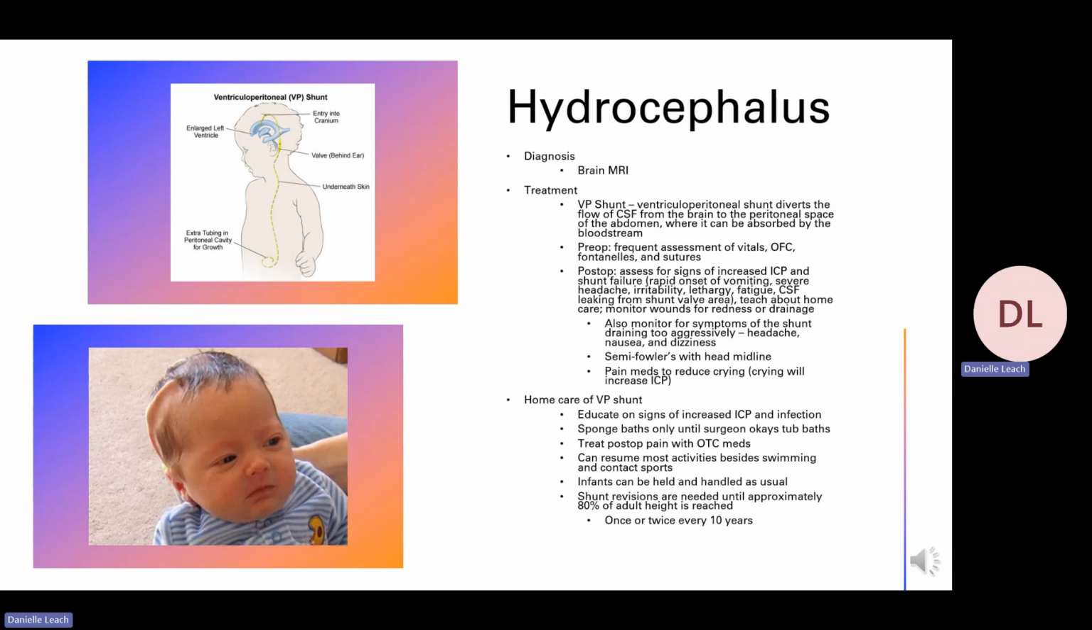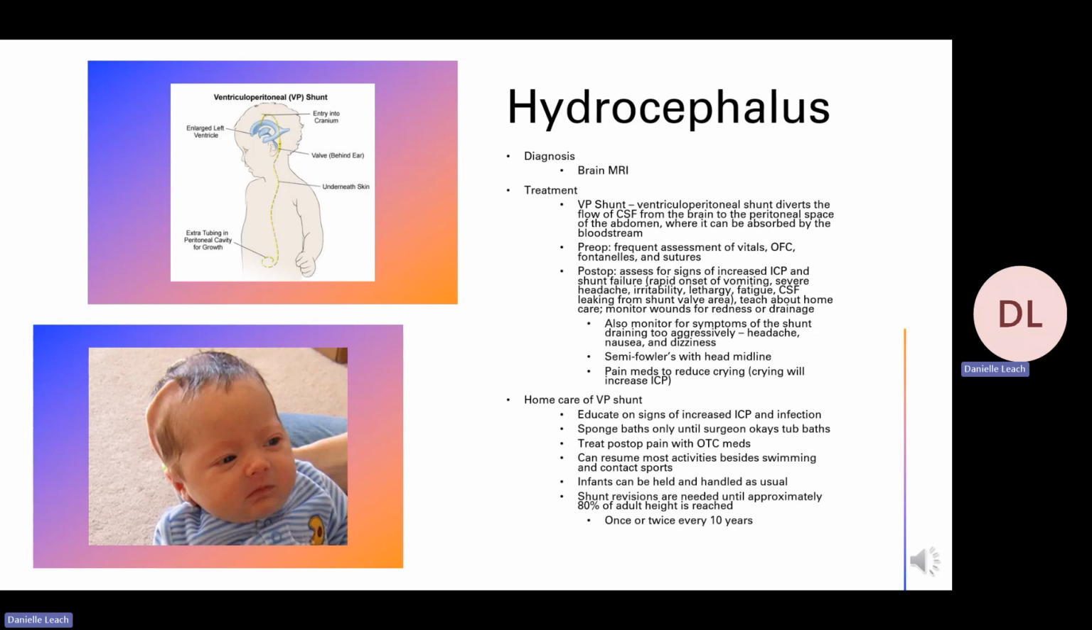So they usually need a shunt revision up until they're approximately 80% of what they estimate their adult height is going to be. So usually this isn't very often. It's only once or twice every 10 years. So they're not getting a new shunt put in every year, for example, maybe once or twice, and then they're done. Infants, though, can be held and handled as usual.